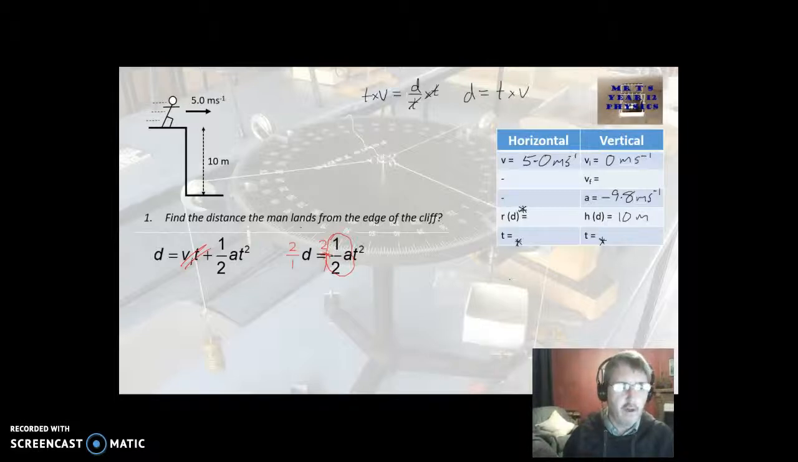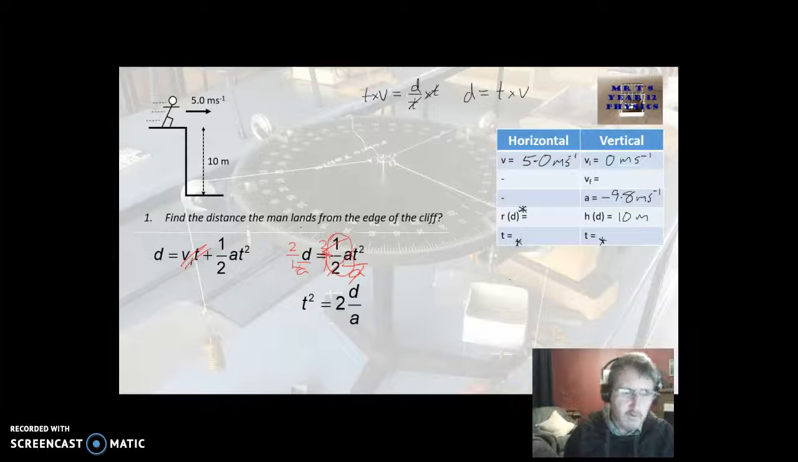Because if I multiply a half by 2 over 1, I get 2 over 2, which is just equal to 1, and it cancels out. To get rid of the a, I divide both sides by a. So I get 1 times a at the bottom. I cancel out the 2 a's. So now what I have is 2d divided by a equals t squared. t squared equals 2 times d divided by a.